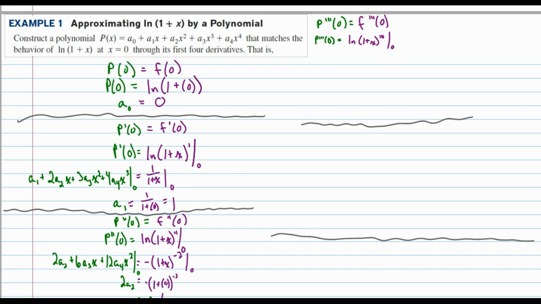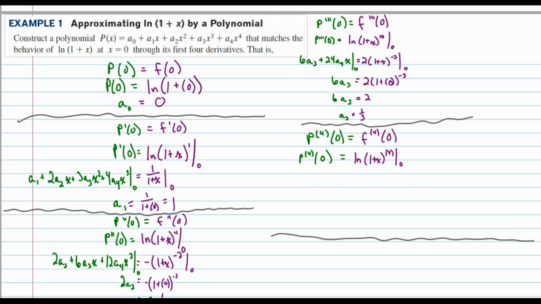Third derivative, same thing. Take the third derivative of both the polynomial and the log function. And so I'm just continuing basically from the second derivative. And then I have to plug in 0 to both sides, and I get that a sub 3 is going to be 1/3. Now finally, the fourth derivative of the polynomial is just 24a sub 4.